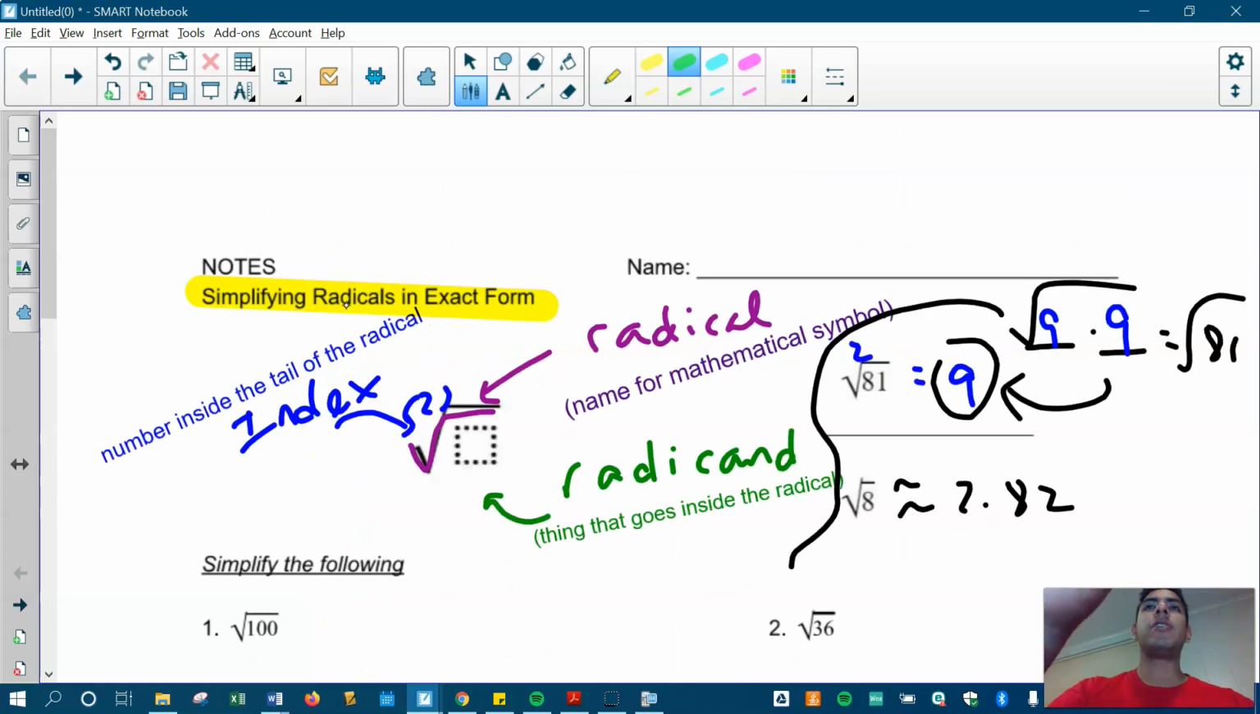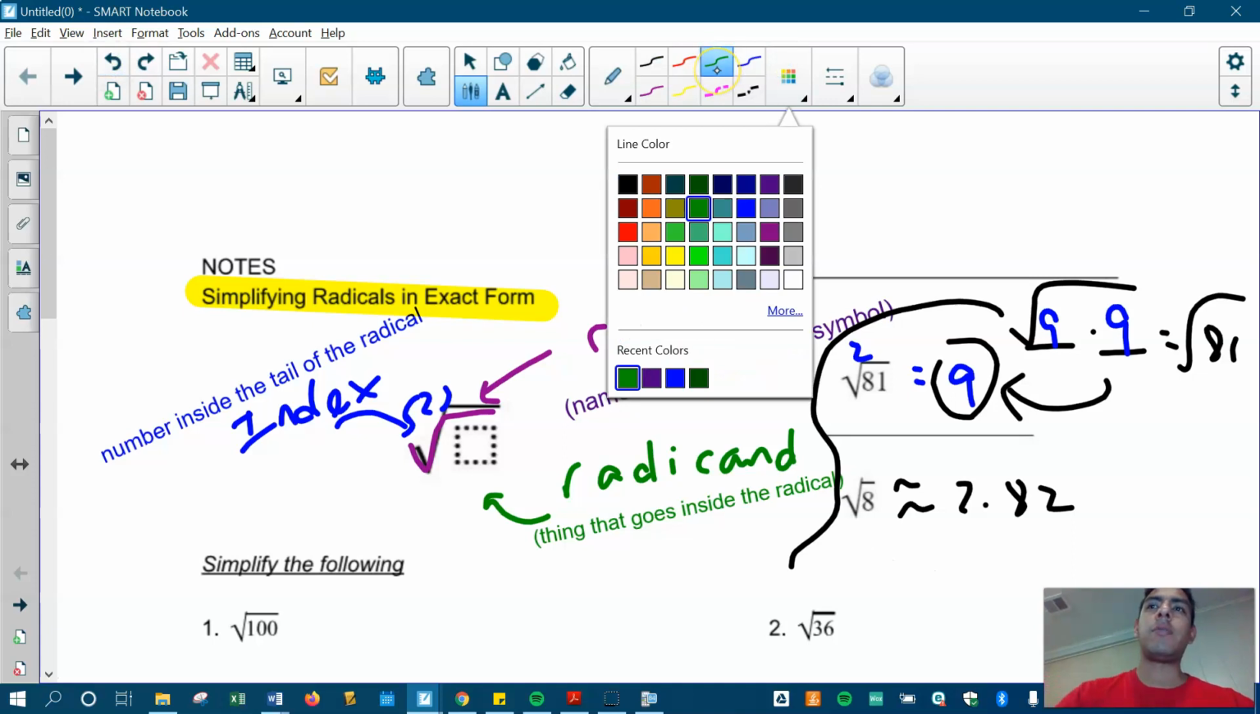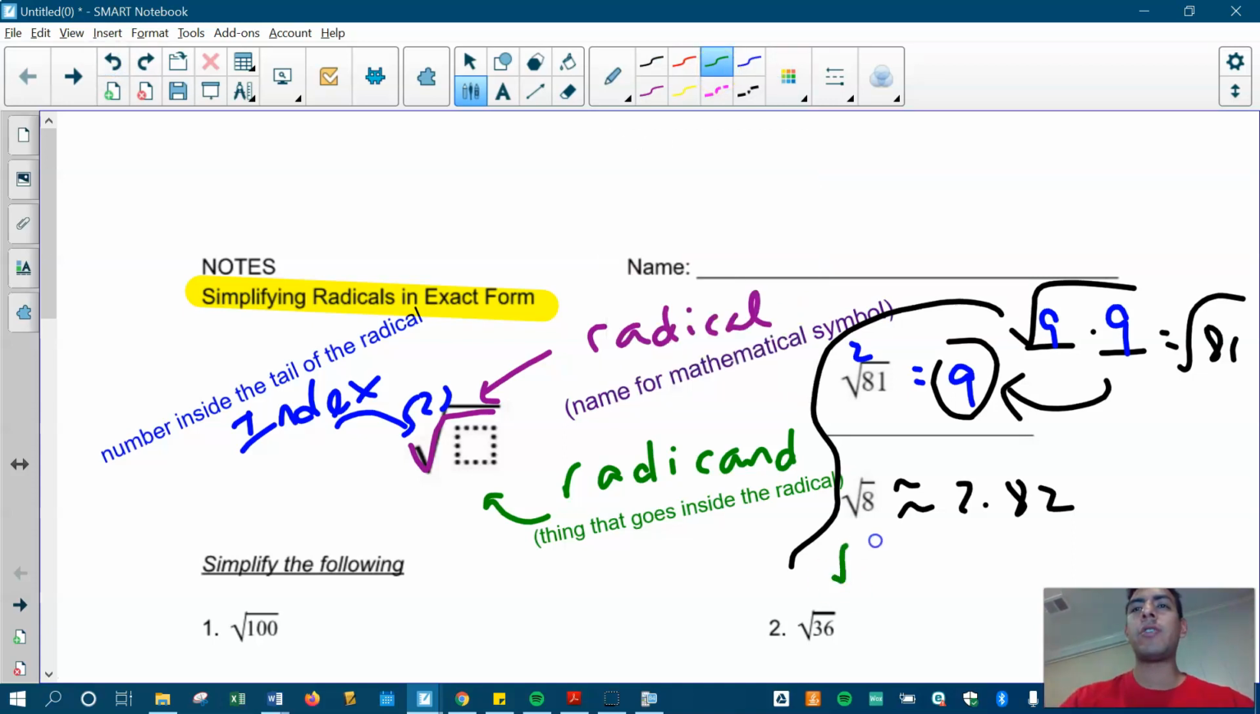So I'm going to go back here, and this is going to be a preview of what we're doing this time. Once my computer catches up to me, what I'm going to do here is rewrite this square root of 8 as the square root of 4 times 2. I know this part. I know what the square root of 4 is.